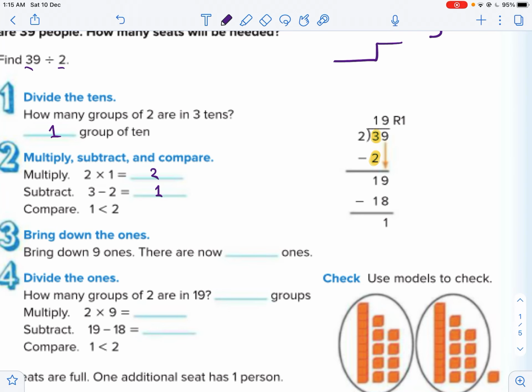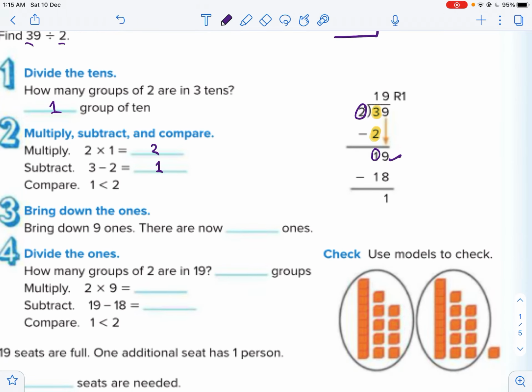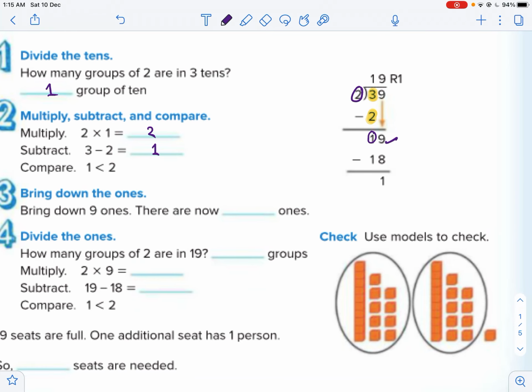Then we compare this 1. The 1 is less than this 2, so we can do it. We have to drop the 9 down here. Now when we brought the 9 down here, we will also say what? We're going to consider all of these as 1s. So there are 19 1s here.